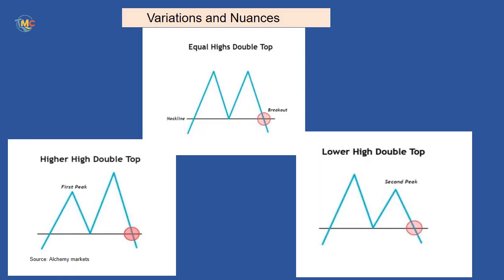Variations and nuances. Perfect double tops with exactly equal peaks are rare. More commonly, the second peak may be slightly higher or lower than the first, or the pattern may take longer to develop than expected. What matters most is that the resistance area is tested twice and rejected both times. Sometimes a throwback occurs after the initial breakdown, where price temporarily rebounds to test the broken support, now resistance, before continuing downward. This actually strengthens the pattern's reliability rather than invalidating it.